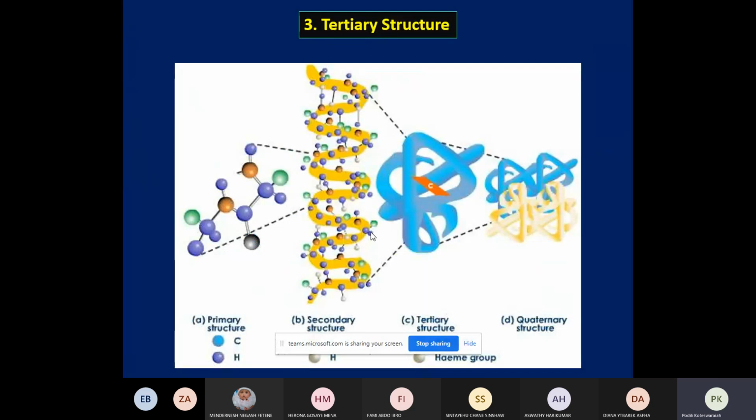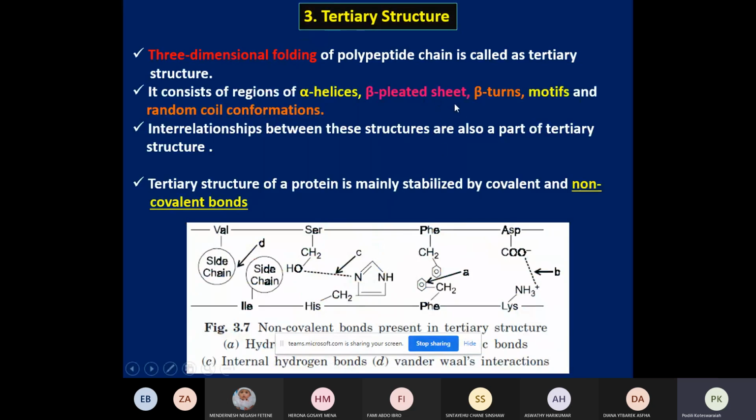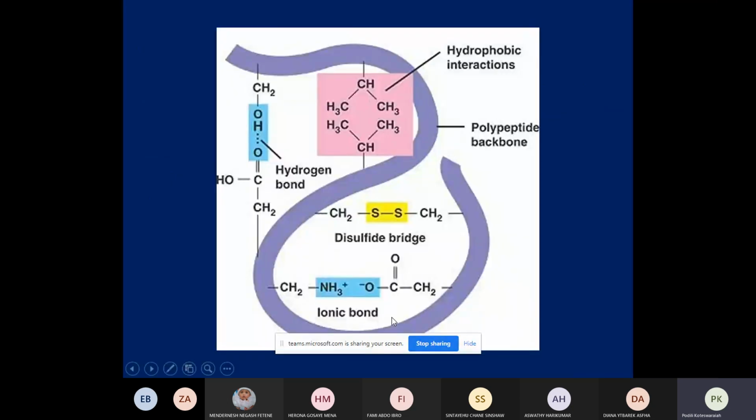And this is about the secondary structure. Coming to the tertiary structure: as I already said, it is the three-dimensional structure of the protein, composed of several alpha helices, beta sheets, beta turns, and random coil conformations. The tertiary structure is stabilized by both covalent and non-covalent interactions. The covalent bond is mainly the disulfide bond, whereas the non-covalent interactions are hydrophobic, ionic, and hydrogen bonds, as well as van der Waals forces.